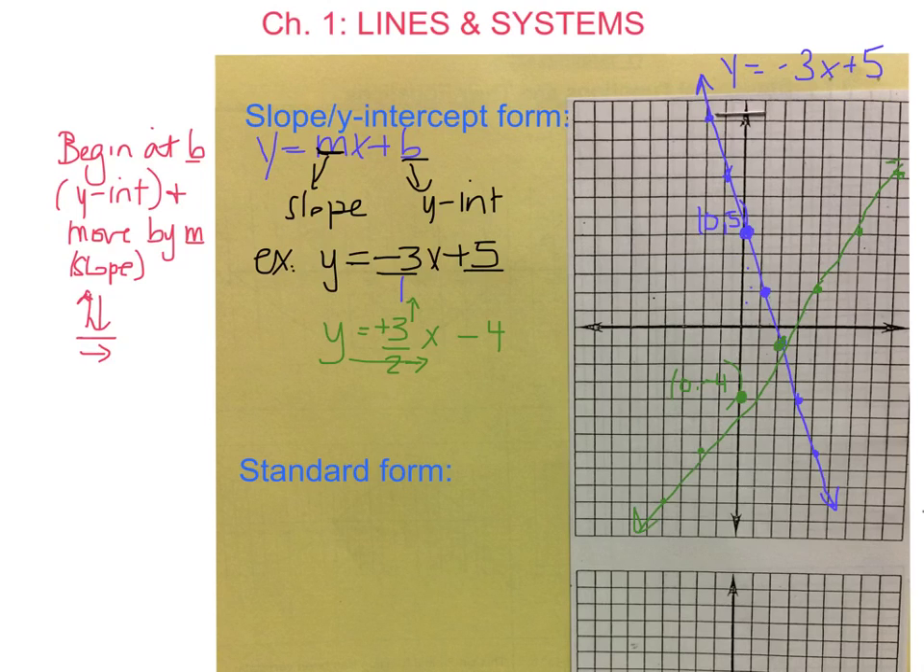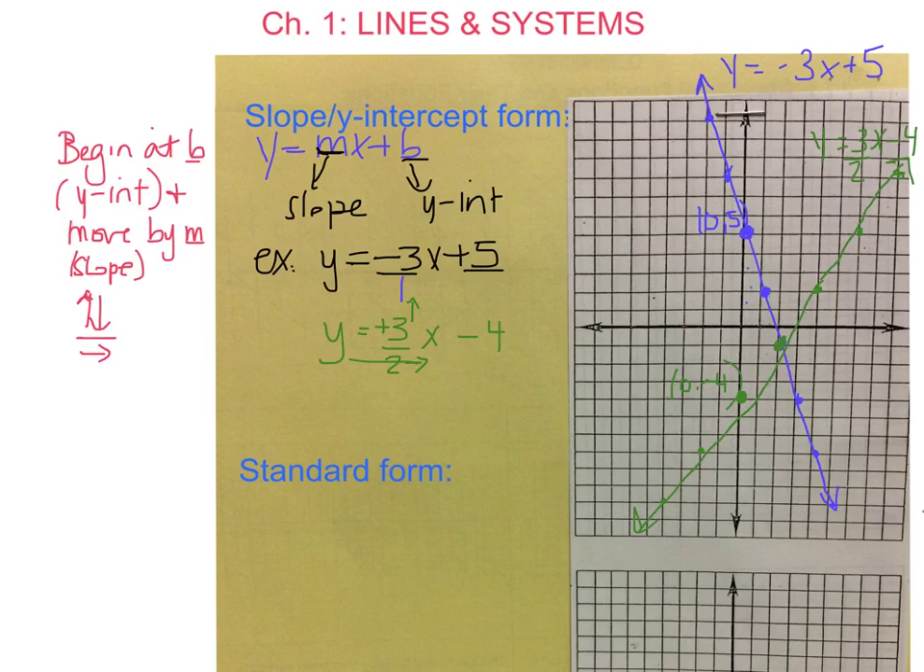Okay, so one thing this app is missing is a ruler. So we label the line with this equation, y equals 3 halves x minus 4. Okay. So to graph a line, all you need to remember is to start at the y-intercept and then move up or down by the numerator of the slope and over to the right by the denominator.